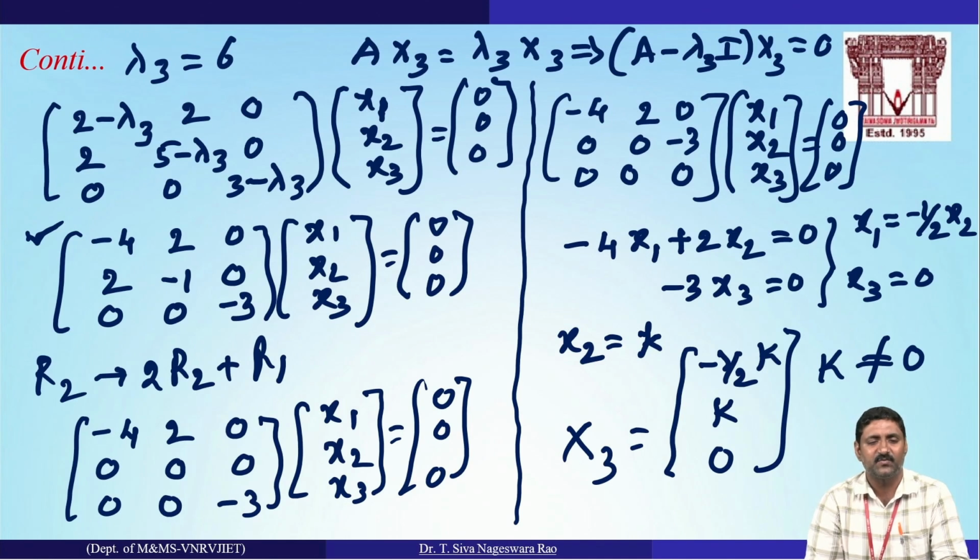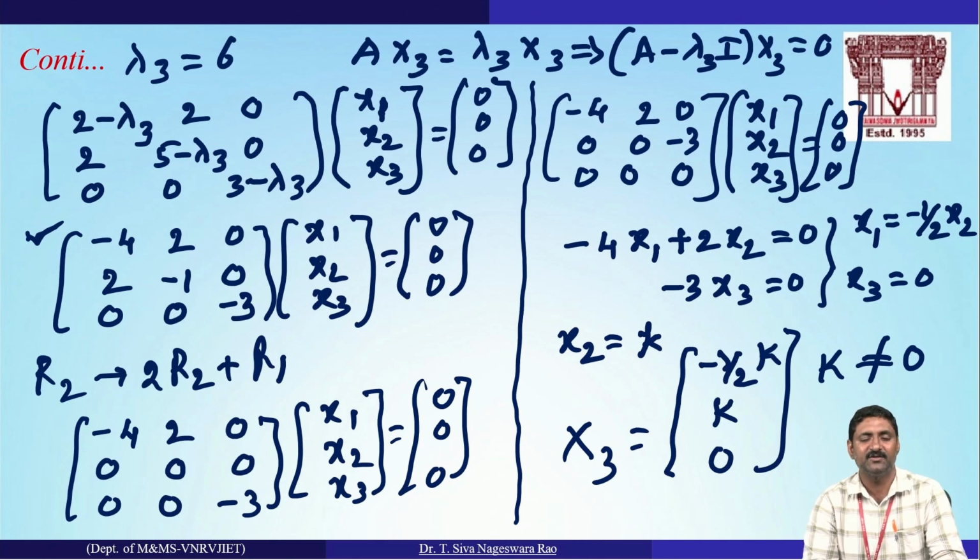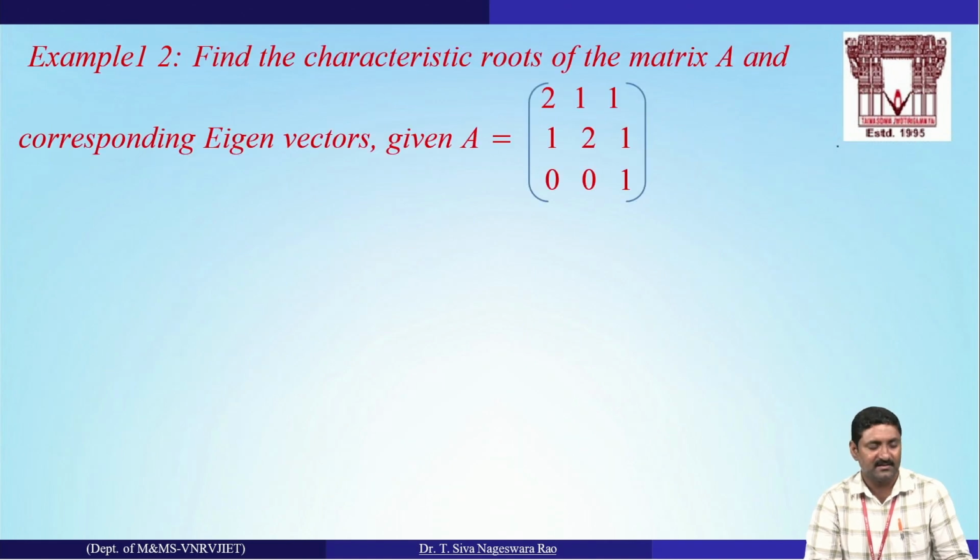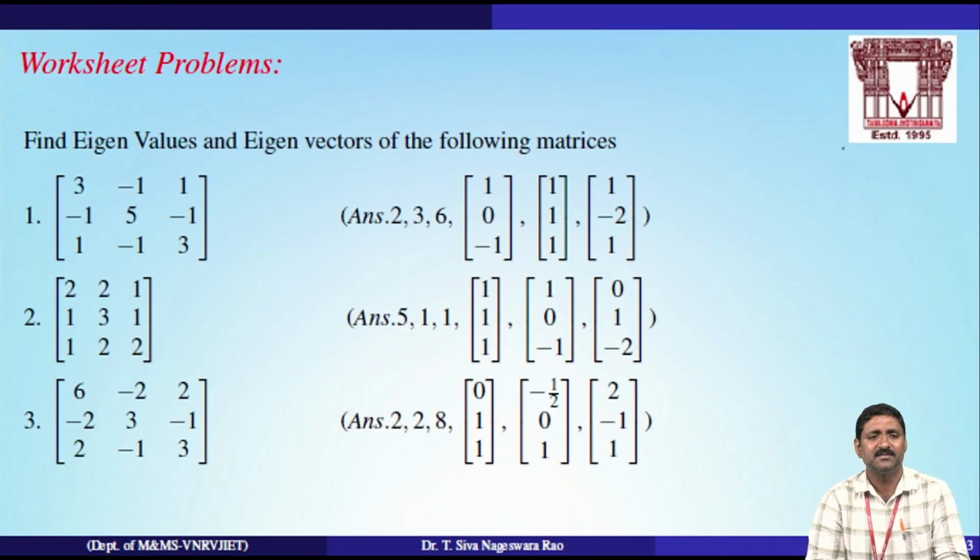In the next class, I am going to explain what to do if a matrix has repeated eigenvalues. The example I discussed here was a matrix with distinct eigenvalues. Next class, I am going to explain a matrix with repeated eigenvalues, and how to find the eigenvectors corresponding to repeated eigenvalues. Please practice the problems. Here I gave only one problem corresponding to distinct eigenvalues. Just practice this problem.